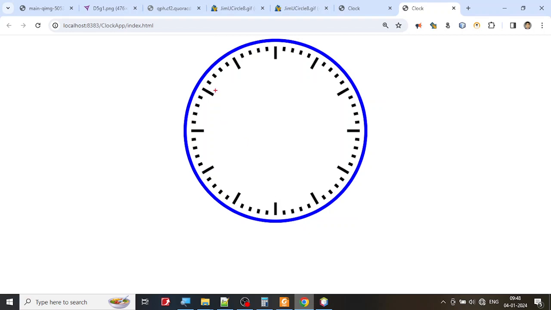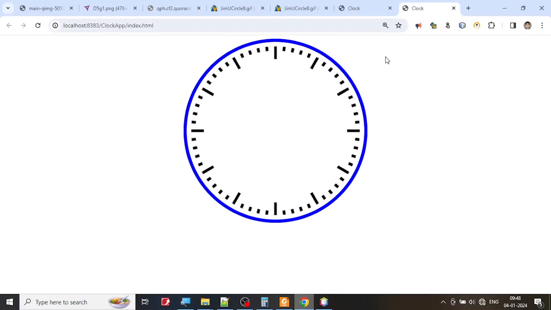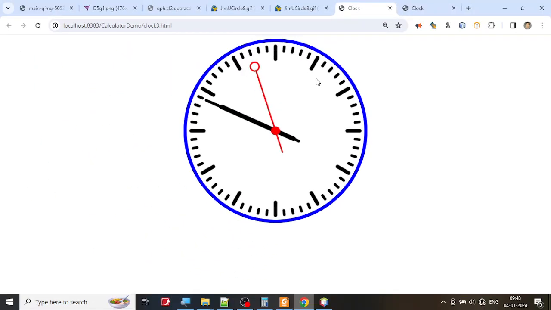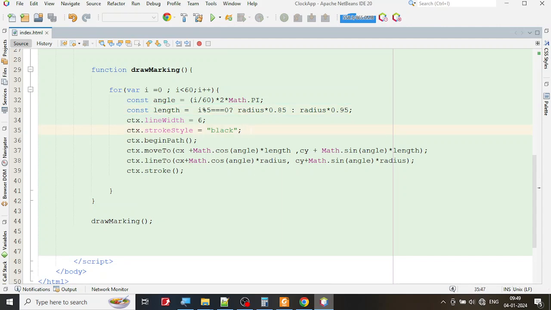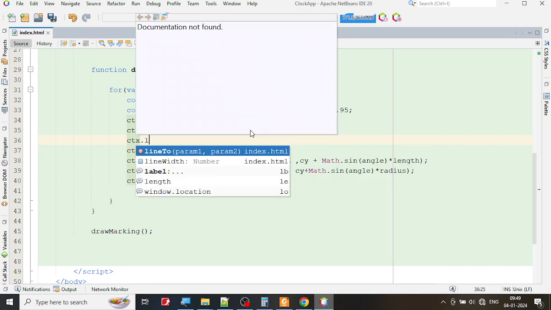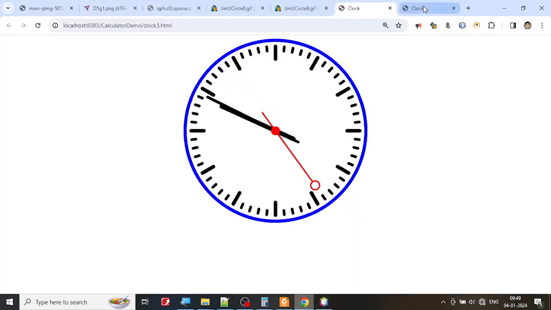Only problem is you notice that there are sharp edges. If you look at them, they are all sharp edges. I want them to be curved edges. So how do we go for the curved edges? If you look at here, these are curved edges. To do that, we are going to give one styling, and I'm going to go to the context and say lineCap, that is the end of the line. So lineCap is equal to round. Done. Let's look at the effect there, and you notice the effect is good.